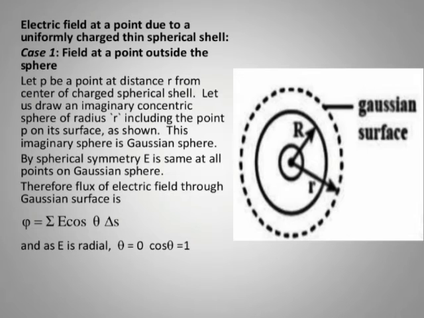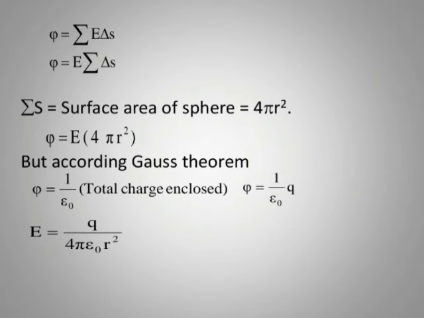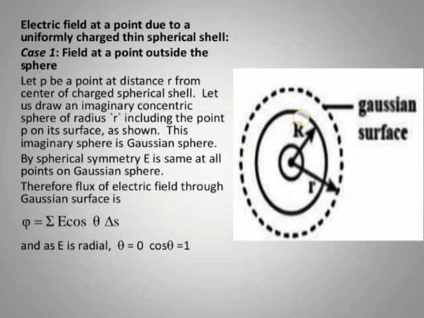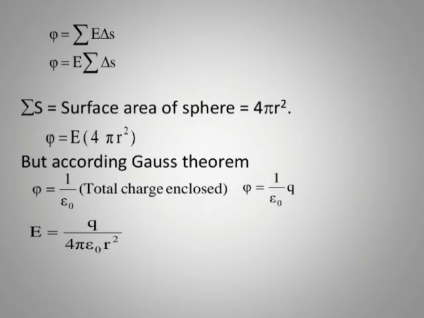Next, going further in the derivation, if I consider the sum, phi is equal to E sigma delta S. You add all the small surfaces to get the entire surface. So sigma delta S tells you the surface area of the sphere. If I consider this the sphere, the surface area of the sphere is 4 pi r square. You are going to substitute this value over here, and what do you get?